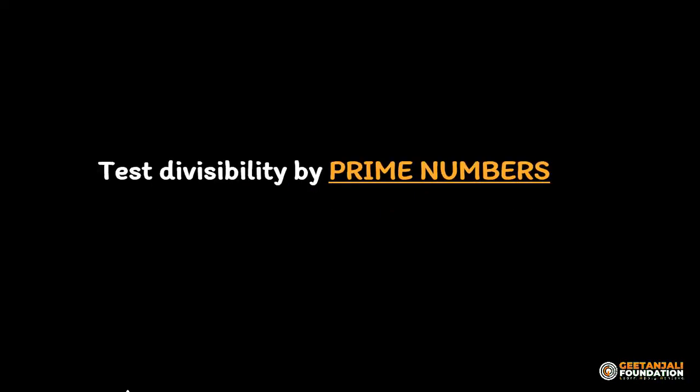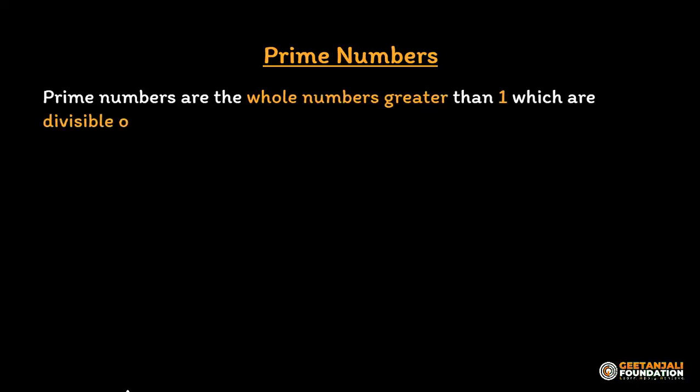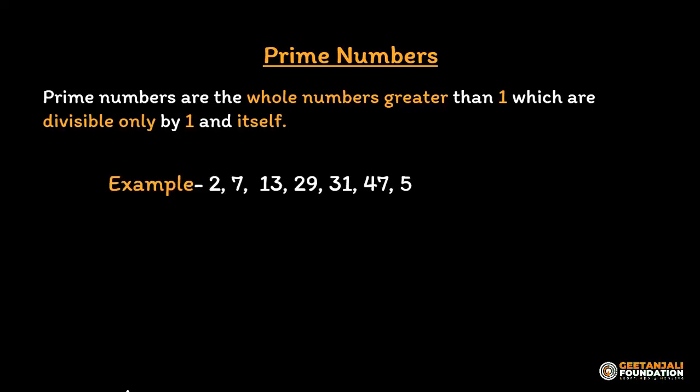In our previous video, that is in part 1 of divisibility rules, we have already learned how we can find divisibility by numbers from 2 to 11. So let's start with prime numbers. So what are prime numbers? Prime numbers are the whole numbers greater than 1 which are divisible only by 1 and itself. A few numbers are written here, for example 2, 7, 13, 29, 31, 47, 97, etc. All these numbers, if you observe, are divisible only by 1 and itself. No other number can divide these numbers.